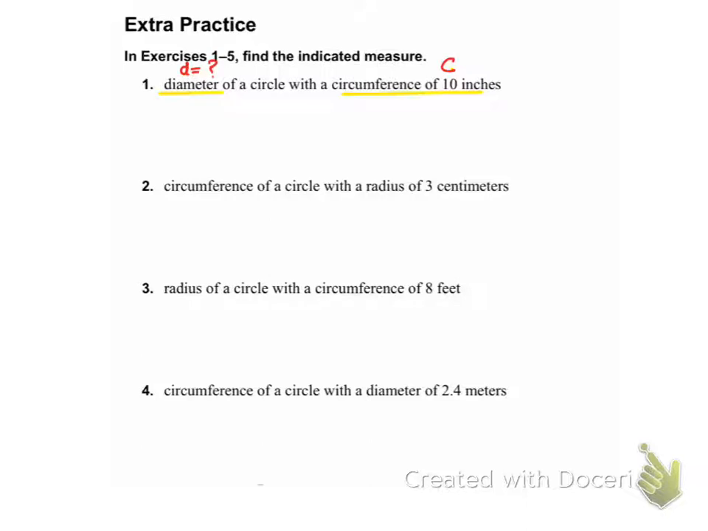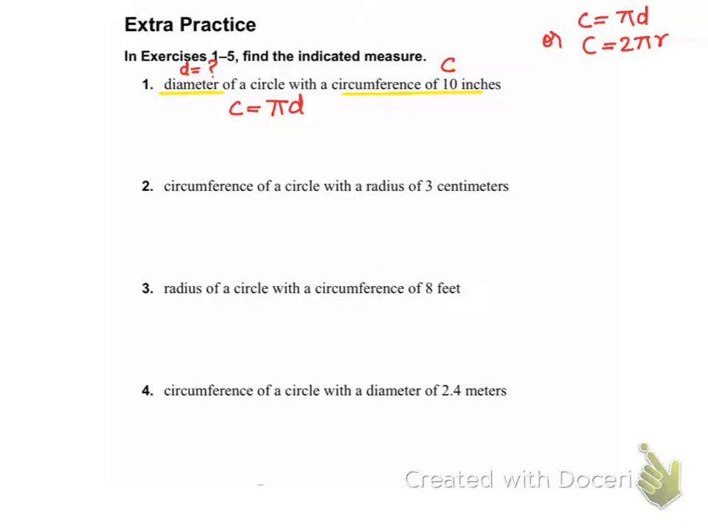In order to do these questions, you need to remember C equals pi d or C equals 2 pi r. You have to use whichever is convenient. If the diameter is given, use C equals pi d. If the radius is given, use C equals 2 pi r. Circumference is given and we need to find the diameter, so I will be using pi d.